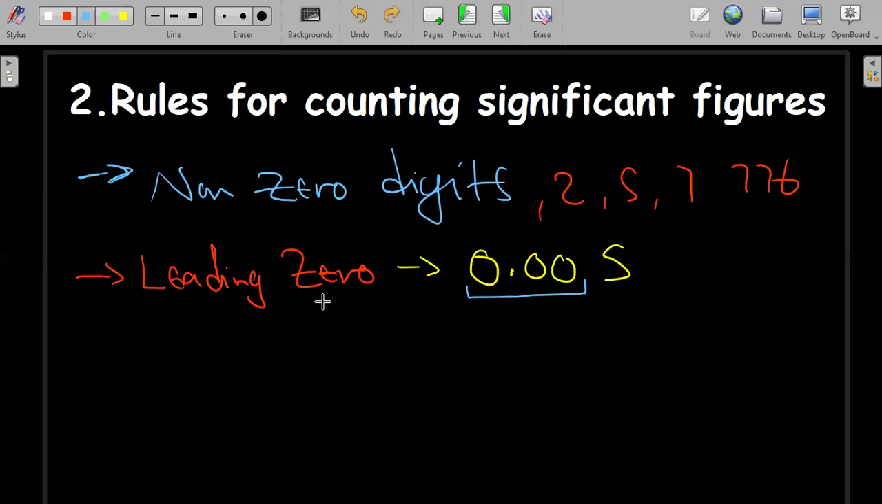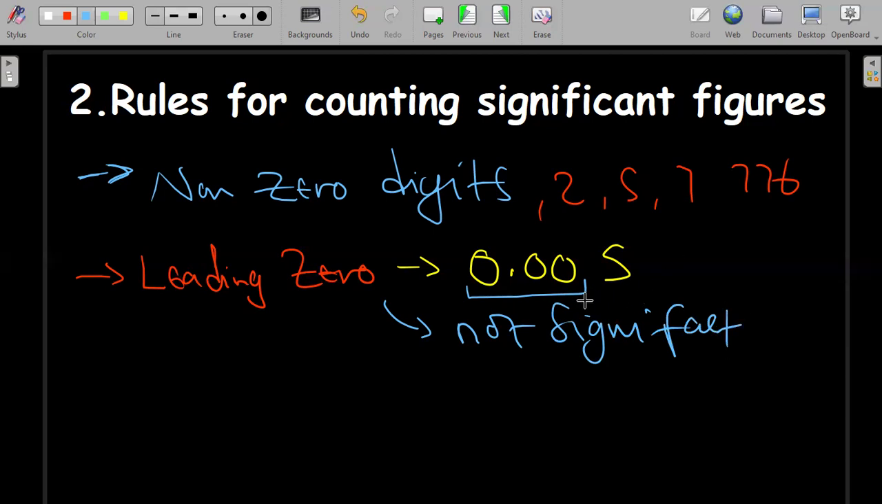So what is the rule concerning the leading zeros when we talk about significant figures? The rule is that all leading zeros are not significant. So we count them as not significant. As long as it's a leading zero, we call that not significant.